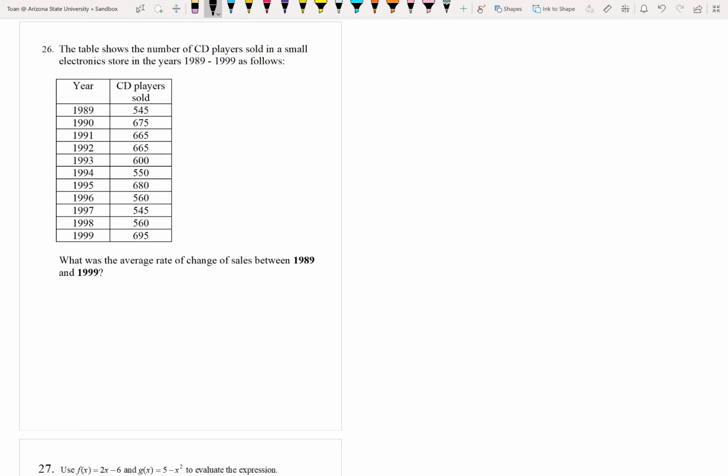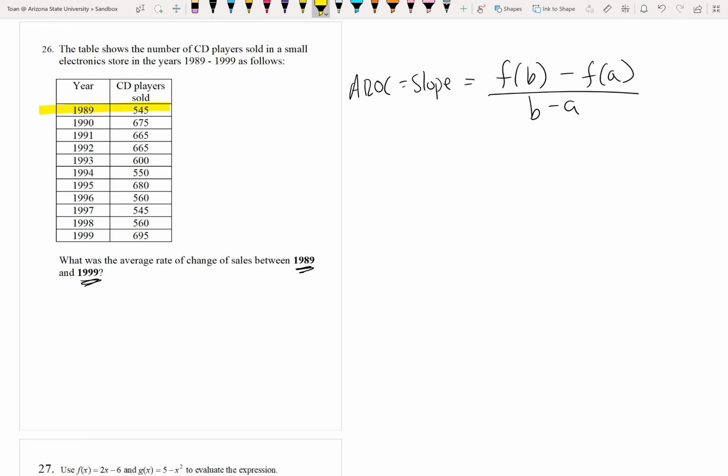Number 26 is asking to find the average rate of change. So the idea is that the average rate of change is nothing more than slope. Average rate of change is usually between two input values, two x values. So what you need to do is find the y value of one input minus the y value of the other input, divided by subtracting those inputs together. The question gave you your inputs, 1989 and 1999, so you have to find them on your chart. Hopefully, there are your 2 points, 1989, comma 545, and then 1999, comma 695.